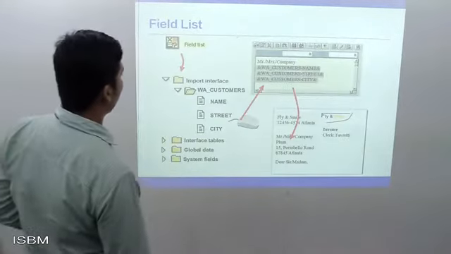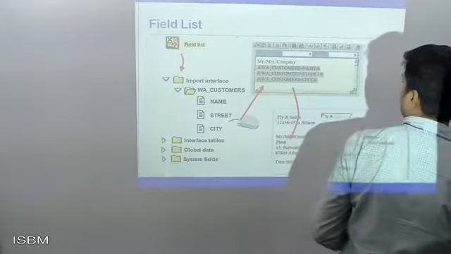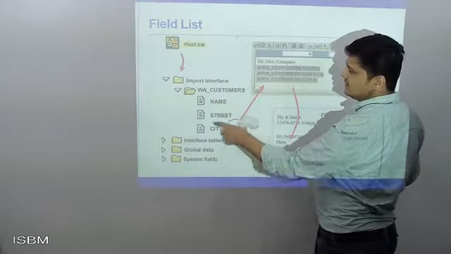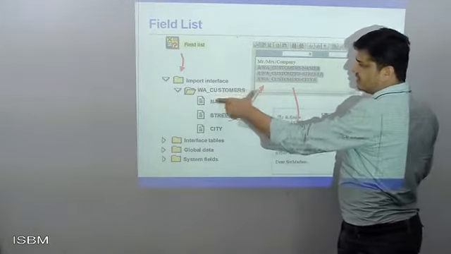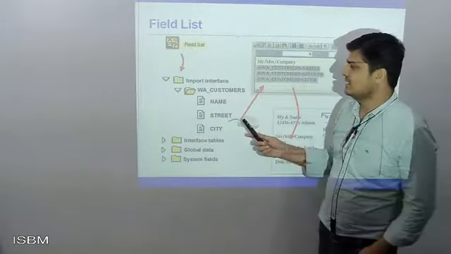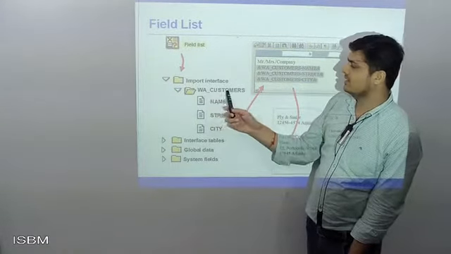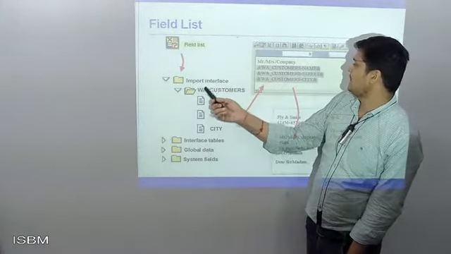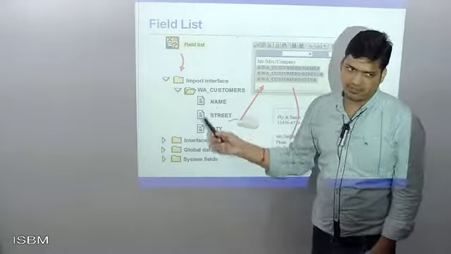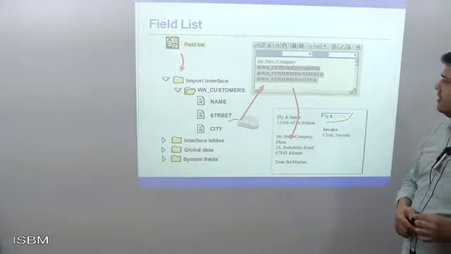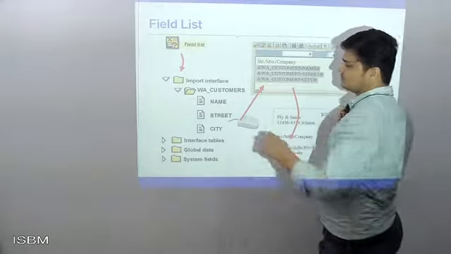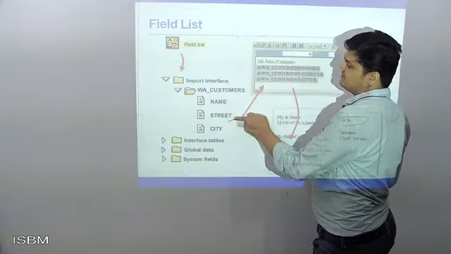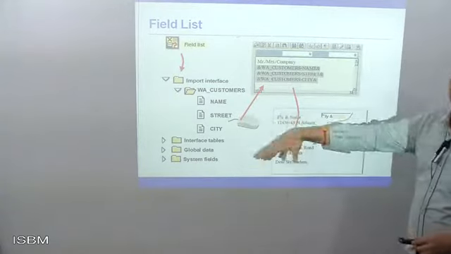Next, we have a field list over here. You can see that we have a field list, and an import interface with WA underscore customer. They have declared a work area, and a work area, in the sense, is memory. Here you can see the work area name, street, and city. Three things will come: customer name, customer street, and customer city. These things they need to print out.